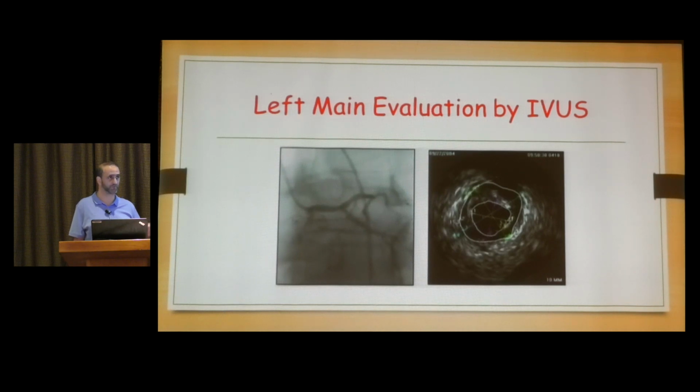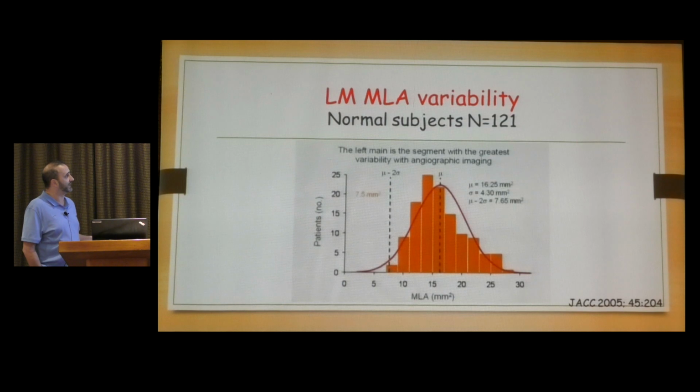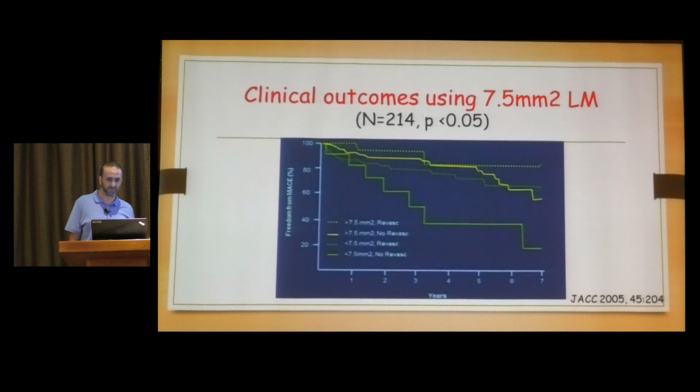Left main evaluation. We're at a crossroads now with Dr. Ramzi here about left main evaluation. This is a famous study from Mayo Clinic where they looked at people in Minnesota, 121 subjects, and they did IVUS for normal people, and this is a normal distribution, and they took 2 standard deviations, and they came up with a number of 7.5 millimeters square, and they said anybody below 7.5 is more than 2 standard deviations away from the mean, and that's not normal. And this is where we came up with this number of 7.5 millimeters square.